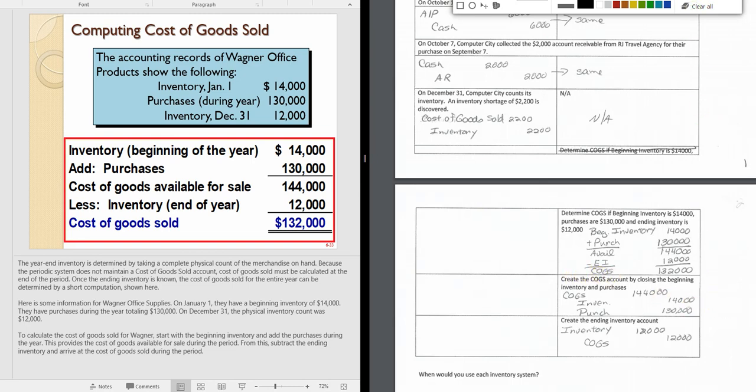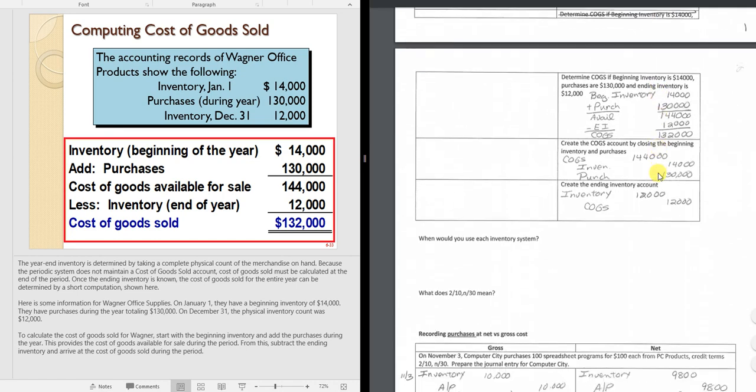And so I'm going to do the same thing with my periodic inventory statement. I wish they didn't both start with P. So I have beginning inventory of 14. I have purchases of 130. So I've got 144,000 that is available during the month. I know I go out and count it and I find that there's $12,000 worth left. And so my cost of goods sold is 132,000.